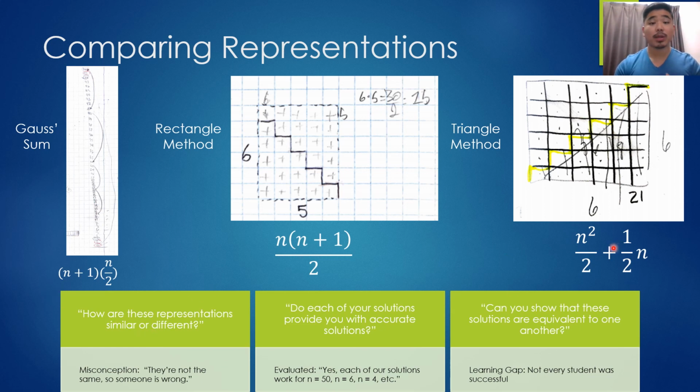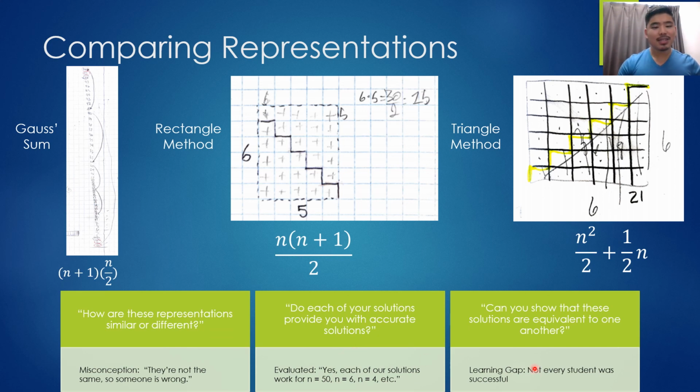So when I asked them how are these similar or different, they all noted that all of these expressions were completely different and that two of the groups were definitely wrong and that they were the only correct group. So then I asked my students, can they show that their particular expression was the correct one? So each of them went in and plugged in different values for the first term, the second term, sixth term, fifth term, all the way up to the 50th term. And then they realized that every single one of their expressions worked. So they all knew that all of their expressions were accurate.